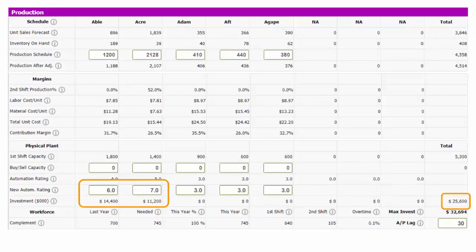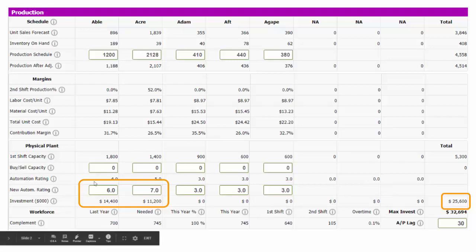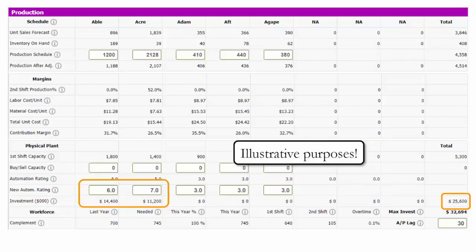To illustrate the finance worksheet, I went back to the production worksheet and I made some investments in my plant. I increased automation for Able from 4 to 6 and for Acre from 5 to 7. Remember, if I invest in automation this year, I will be able to use it next year. I just make these investments for illustrative purposes, and you should not blindly copy them. Your round one investments will probably look different and can include the purchase or sale of capacity, increases in automation for any of your product lines, and potentially investments in the design of new products.